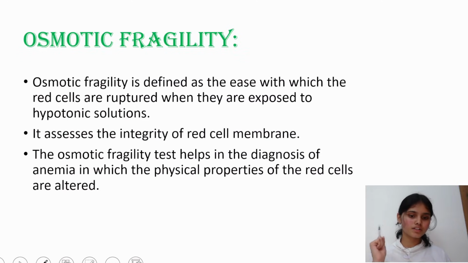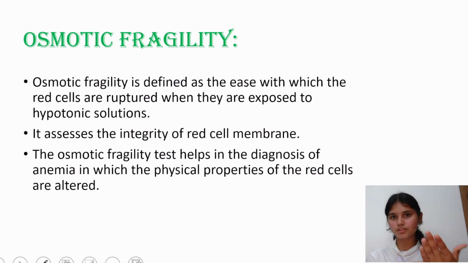So osmotic fragility, fragile. Osmotic fragility is defined as the ease with which the red cells are ruptured when they are exposed to a hypertonic solution. Now, before we jump into the concept, according to whatever we've learned right now, let's just try. You know that the RBCs are able to burst easily when they are exposed to a hypertonic solution. That means something must be wrong with the RBC membrane, something must be wrong with ankyrin and spectrin.